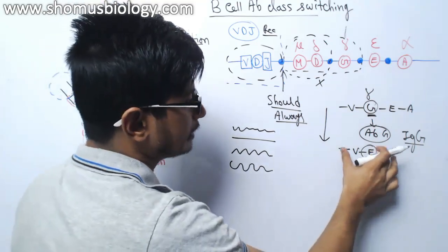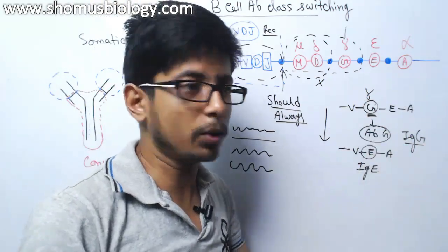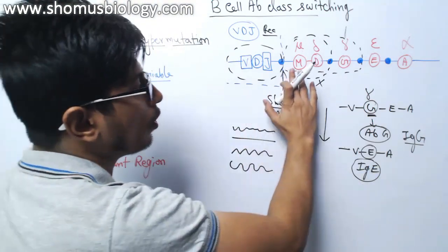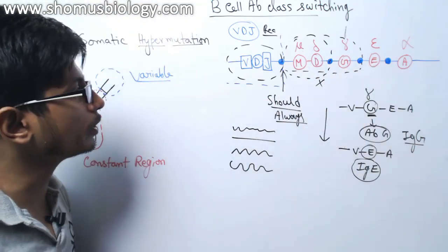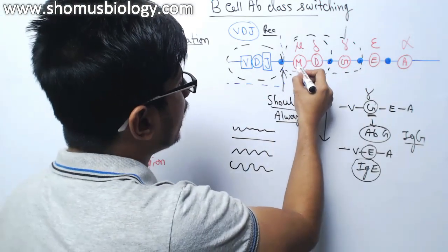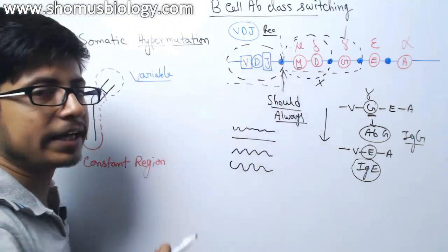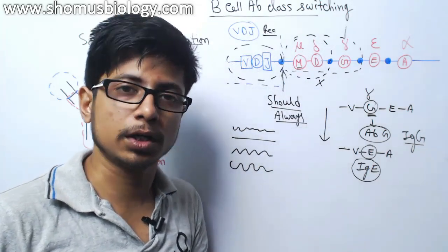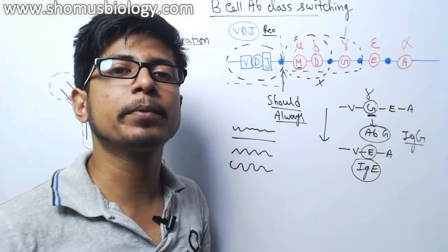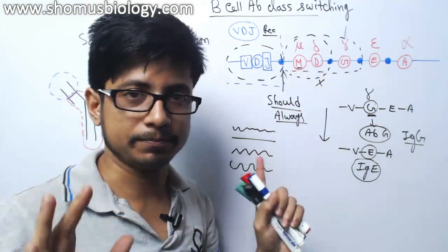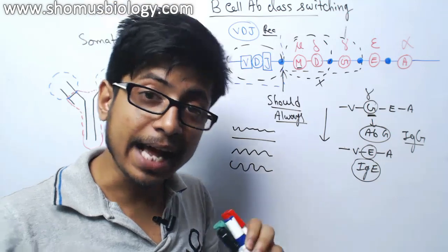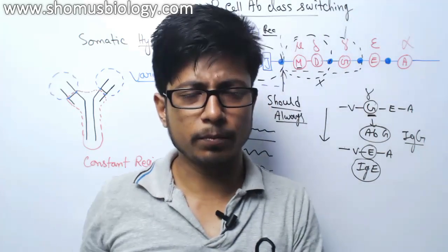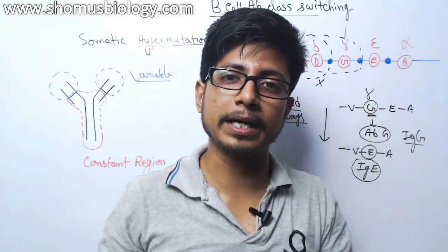Okay? Because it's at the DNA level, then it will be transcribed and translated into protein, but ultimately that will be known as IgE. Now normally, when there is no recombination going on, in that case we have M placed right after the variable region. So by default, if there is no recombination event going on, then all the time the B cell will keep producing immunoglobulin M or IgM. That's why IgM is the first type of immunoglobulin produced by the B cell.